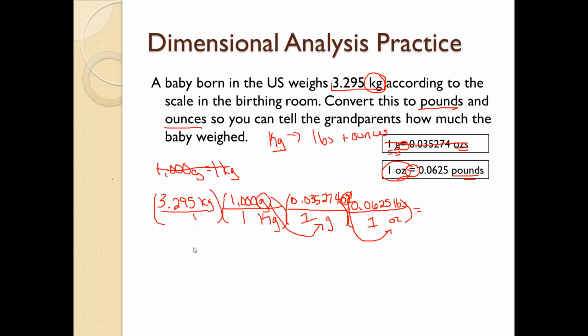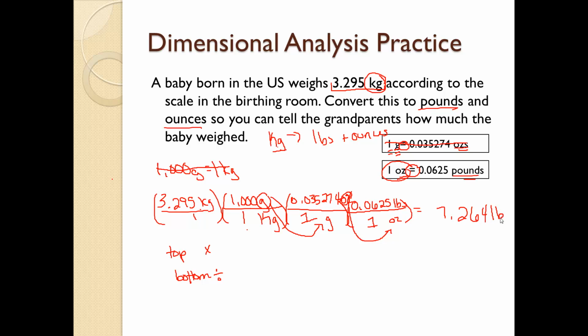If it's on top, you're going to multiply. If it's on bottom, you're going to divide. So, 3.295 times 1,000 divided by 1 times 0.035274 divided by 1 times 0.0625 divided by 1, and that all equals 7.264 pounds.